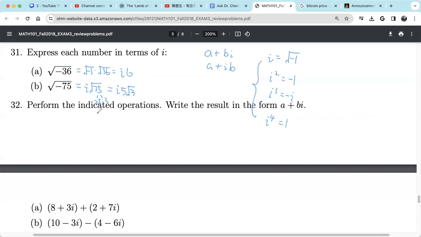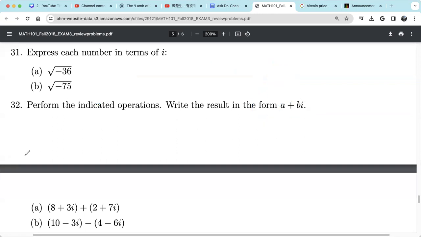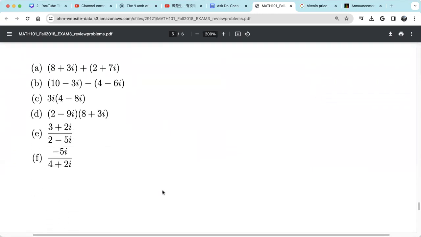32, perform the indicated operation. Okay, write in the form a plus bi. a and b are real numbers, and with i, bi is the imaginary part of this number. So complex numbers are two-dimensional. They have a real part and an imaginary part.